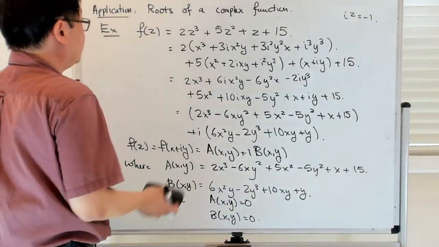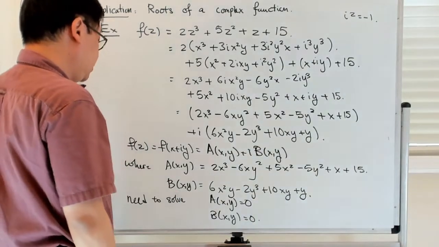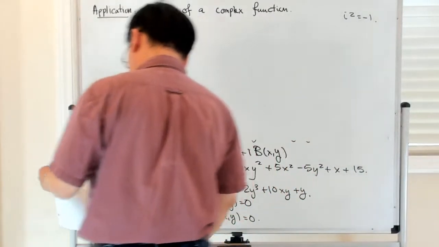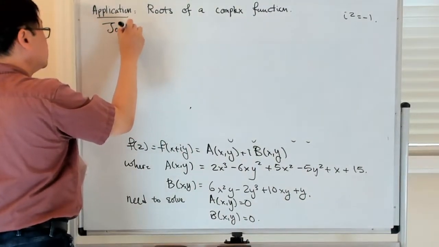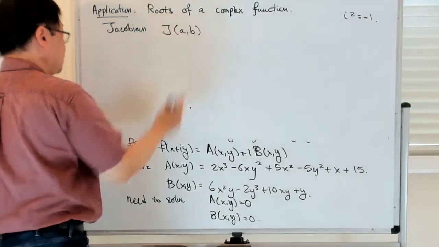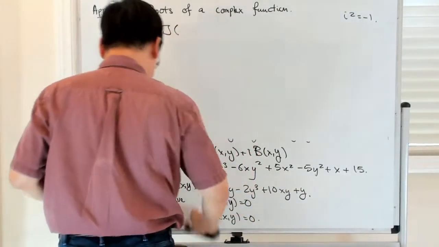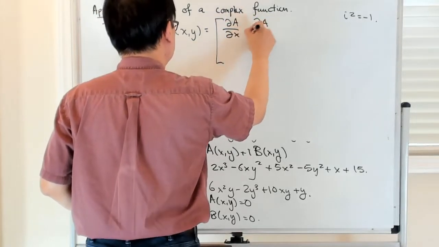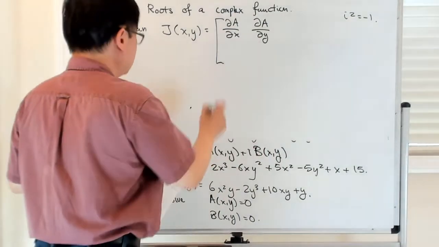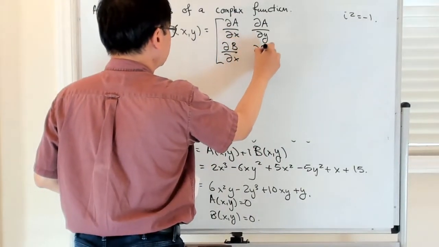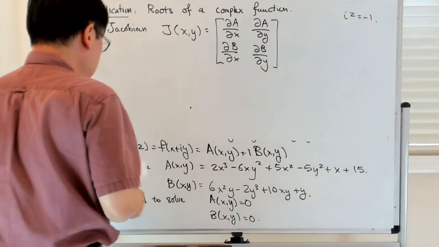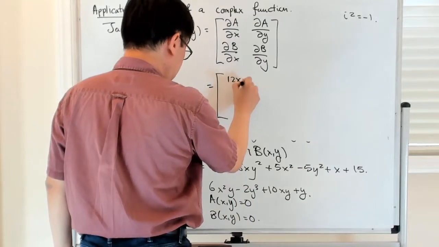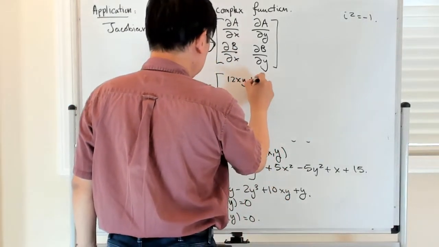As before, if you wanted to apply Newton's method to this, you have to compute the Jacobian of this system of equations. So the Jacobian here, J, which depends on x and y, is the partial of a with respect to x, partial of a with respect to y, partial of b with respect to x, partial of b with respect to y. And that is equal to, okay, so 12xy plus 10y.